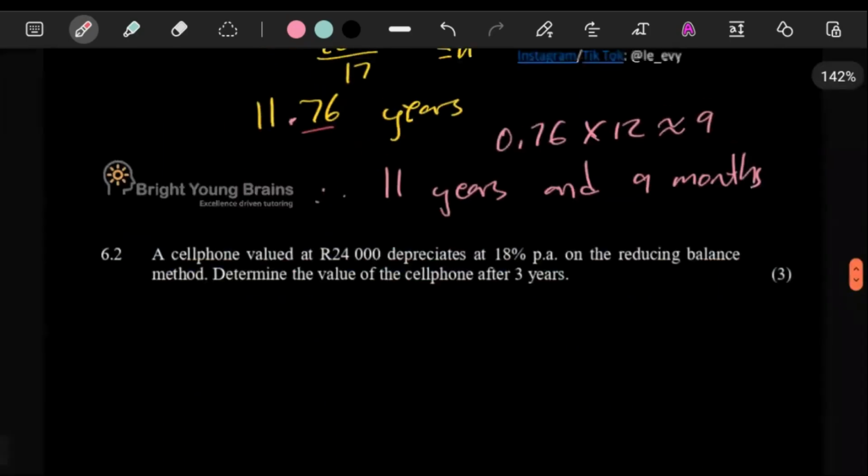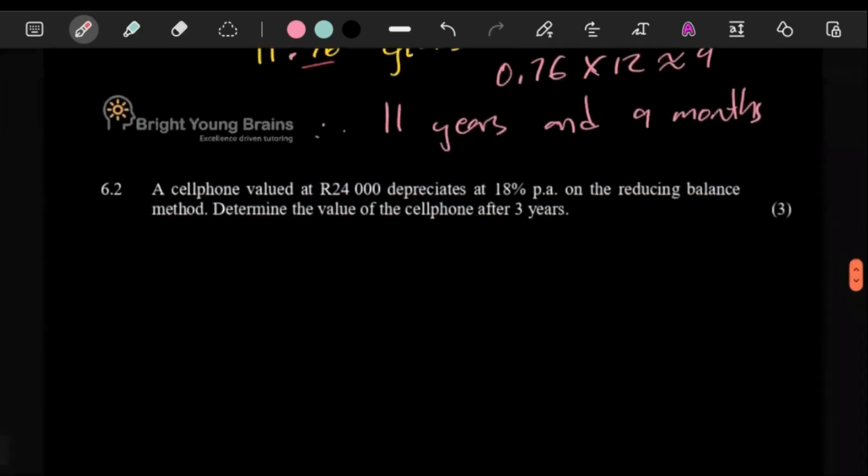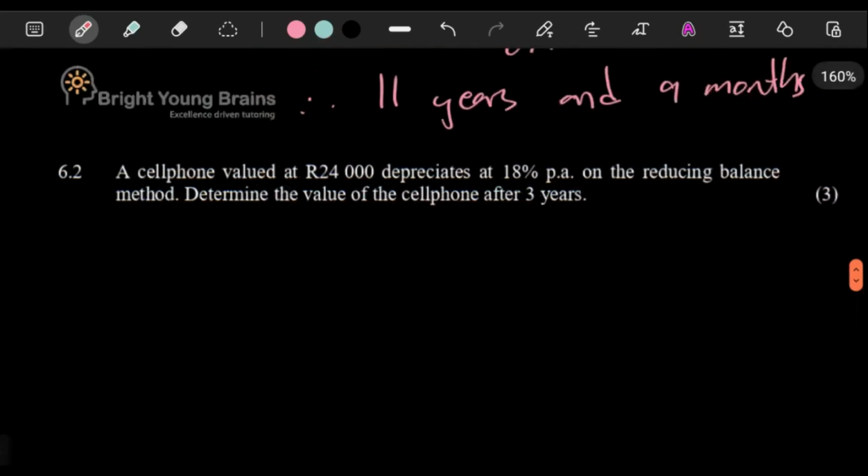That's 6.1, right? 6.2, it says a cell phone is valued at 24,000. Yes, probably an iPhone 13 Pro Max. And then it says it depreciates at 18% per annum on the reducing balance method. So reducing balance method, you can almost say negative compound interest. Then it says here, determine the value of the cell phone after 3 years.